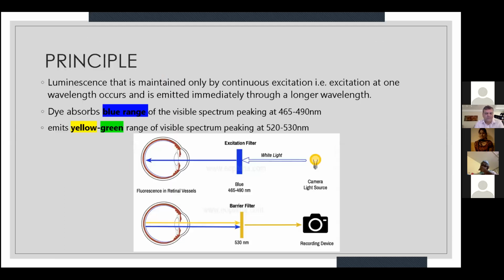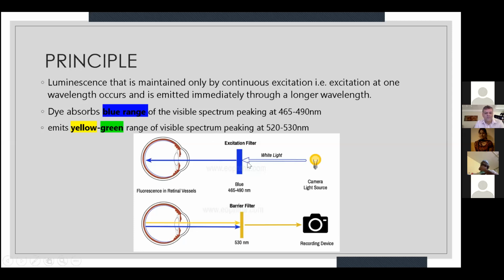Understanding this basic anatomy, we'll move on to the principle. Basically, fluorescein angiography works on the principle of luminescence. Luminescence is maintained only by continuous excitation. The excitation occurs at one wavelength and it emits light of a longer wavelength. Here, white light is passed from a flash unit through the blue excitation filter, as you can see in this image.